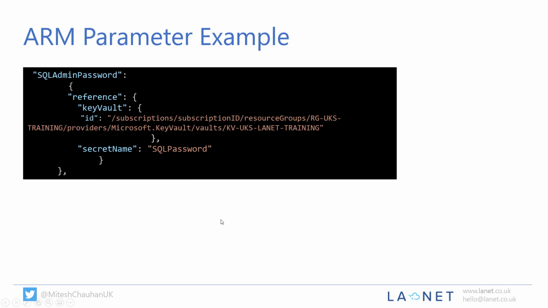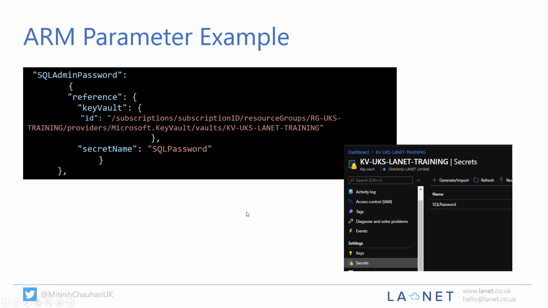Here's an example of the reference that we use. In our parameter file for our admin password, instead of having a password written in here, we're saying go to this Key Vault: enter your subscription ID, the name of your resource group, the Key Vault name, and the secret name. That's not the actual password, that's just the name of the key that holds the password.